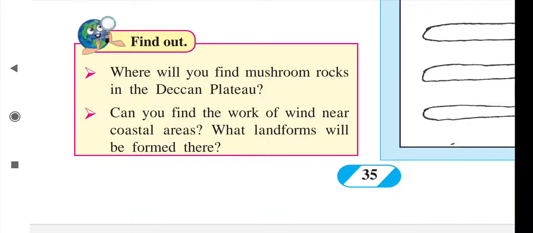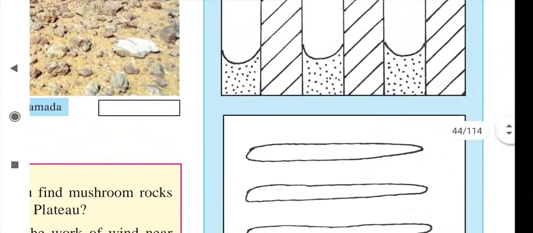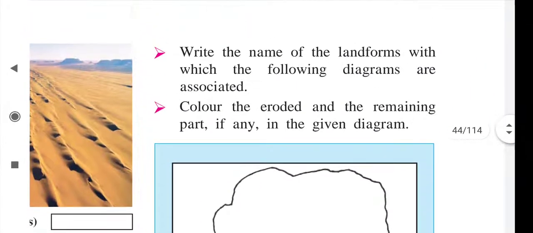Now here two questions are given. Where will you find mushroom rock in the Deccan Plateau? So in Deccan Plateau, which areas? I think so this Karnataka side, there we can find this. Next is question, can you find the work of wind near coastal areas? What landforms will be formed there? Of course, near the coastal area we can see the work of wind, and near the coastal areas we can find landforms like beaches.